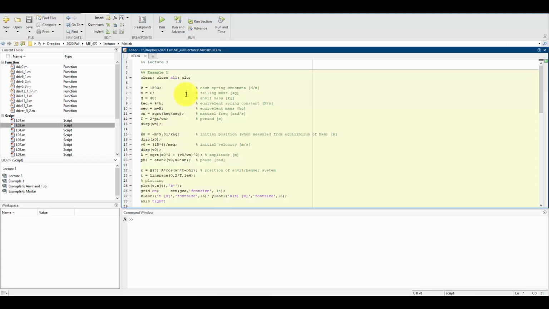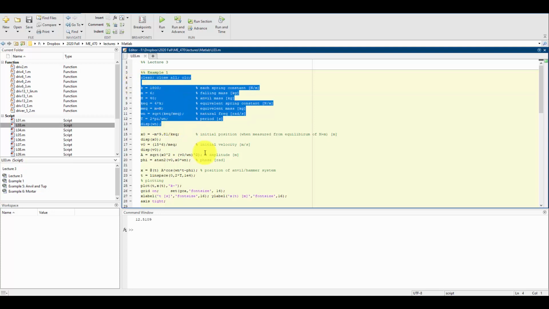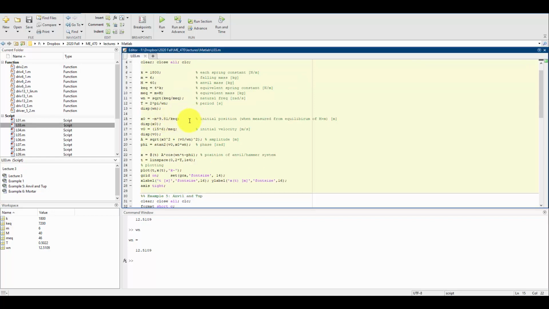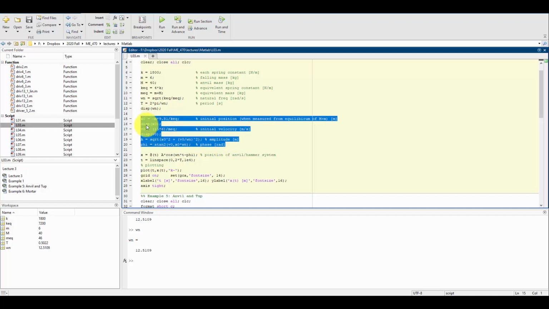So let's jump into the MATLAB code because we want to see how does this system actually behave once we run this equation that we found, and we just want to double check some of these values that we had before. So in MATLAB, I've put in some of the system parameters. So the masses of our falling mass and of the anvil, the equivalent spring constant, the equivalent mass, and finding all of these intermediate values here.